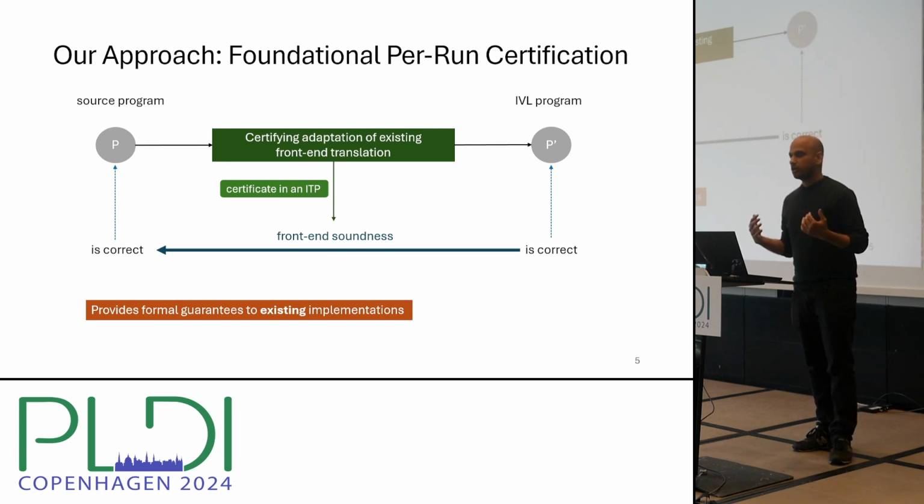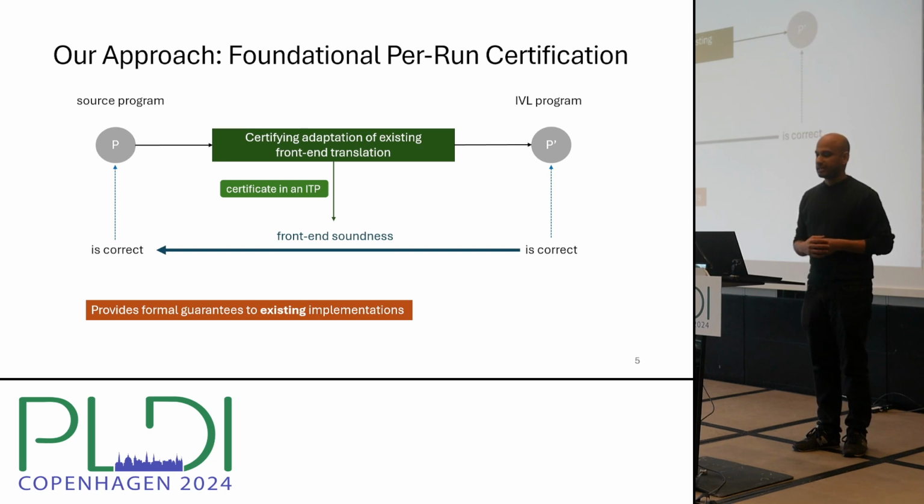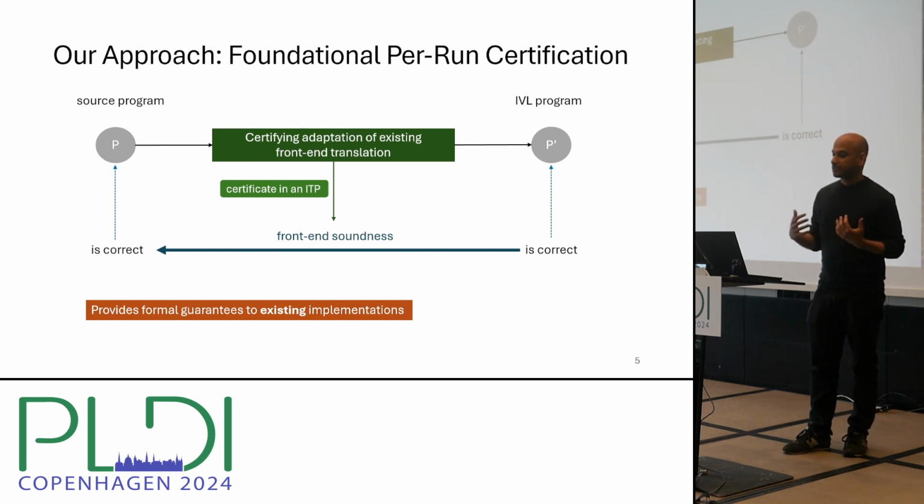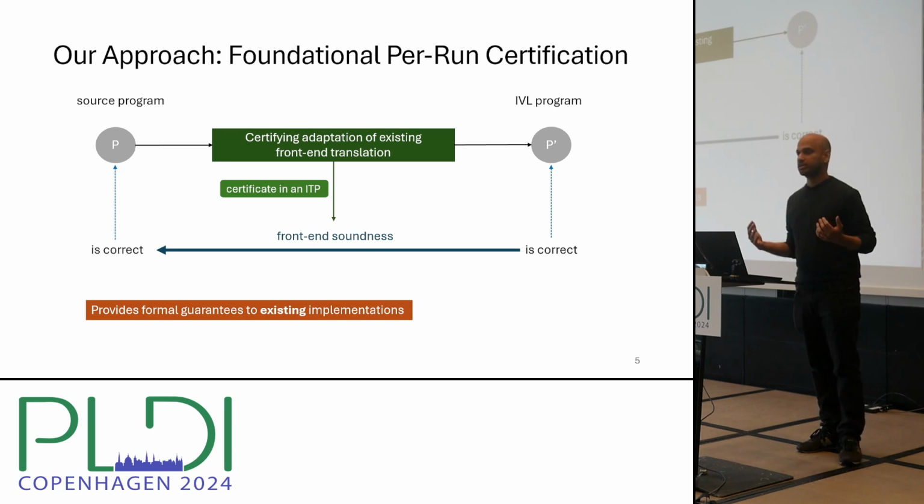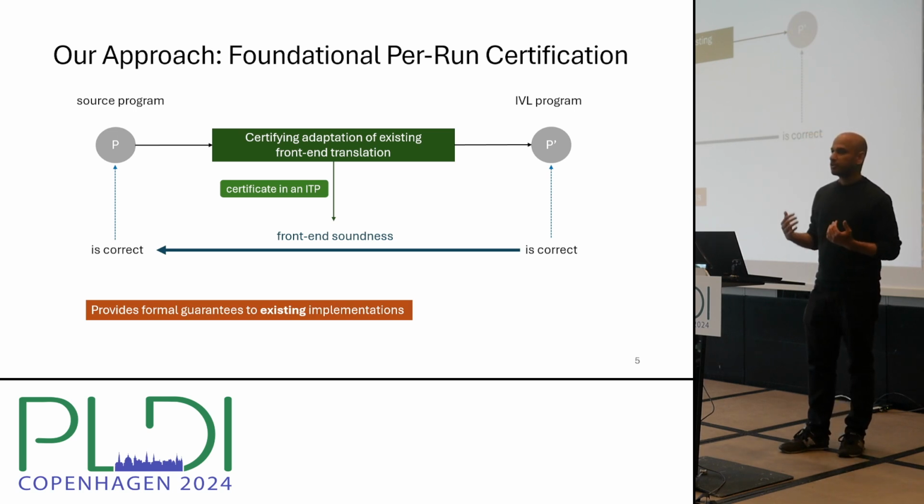So we add code to an existing front-end translation such that on every run, the translation additionally produces a certificate expressed in an interactive theorem prover, such as Coq or Isabelle, which formally shows front-end soundness. The major advantage with this approach is that it provides formal guarantees to existing implementations. So we're really taking an existing implementation and just adding code for the purpose of generating the certificate automatically.